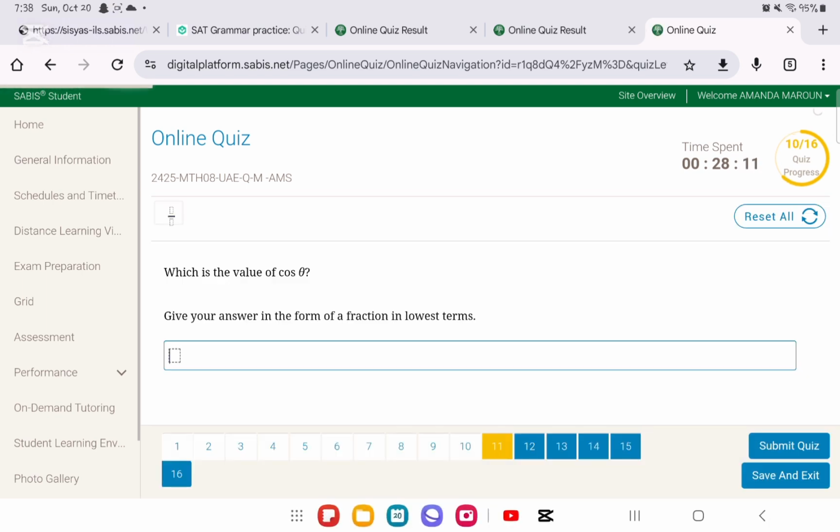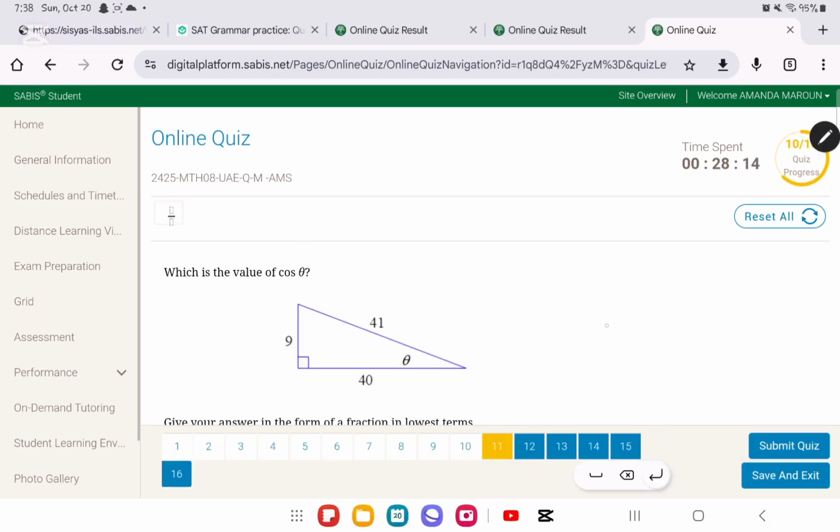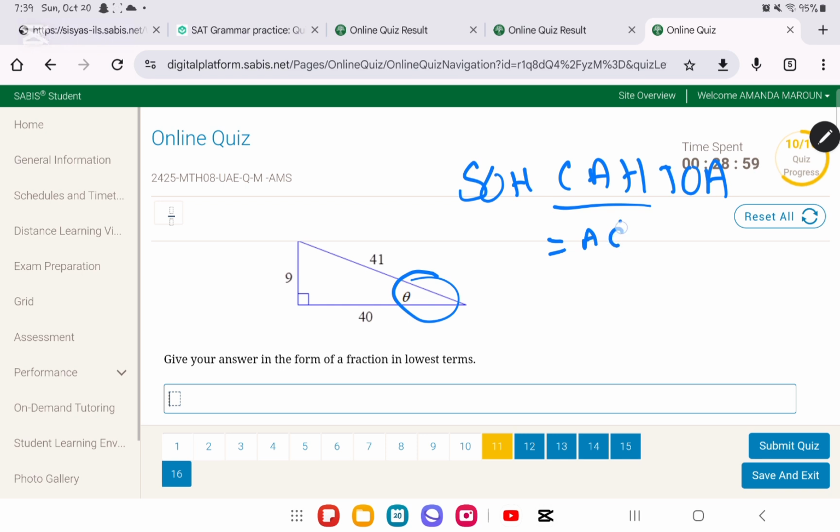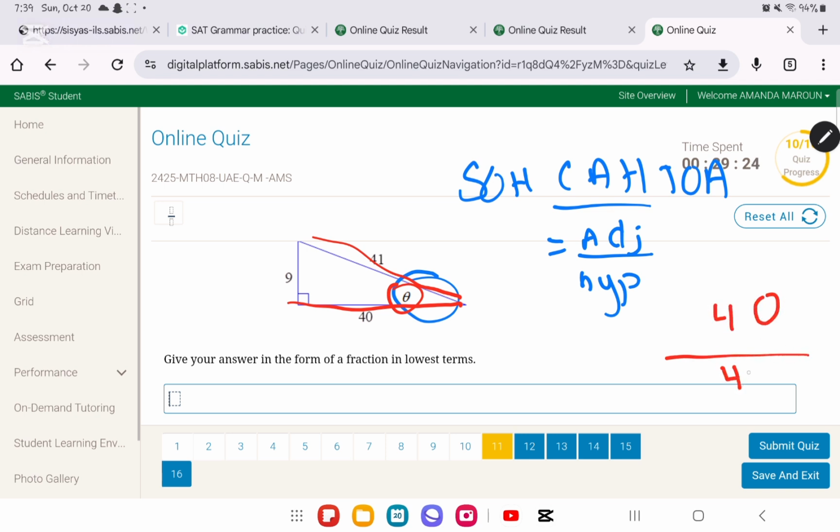Question number 11. Very nice. They are asking us for the cosine of the angle. So we are looking for the cosine of this angle, and we know cosine is adjacent over hypotenuse. We have the adjacent to the angle, which is 40. Adjacent means the side next to it. And then we have the hypotenuse, which is 41. So very simply, to find the cosine of this angle, it's going to be 40 over 41.